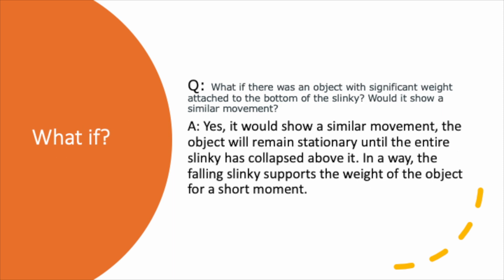For a what-if question, I asked, what if there was an object with significant weight attached to the bottom of the slinky? Would it show a similar movement? And the answer is yes, it would show a similar movement. The object will remain stationary until the entire slinky has collapsed above it. And in a way, the falling slinky supports the weight of the object for a short moment.